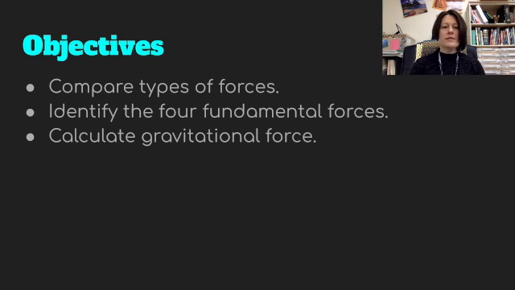So our objectives for this video were to compare types of forces, to identify the 4 fundamental forces, and to calculate gravitational force. We'll be doing more of that calculation in class.